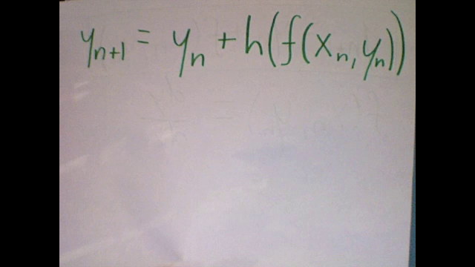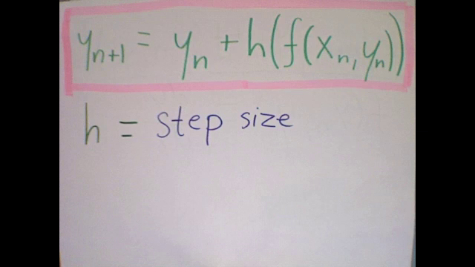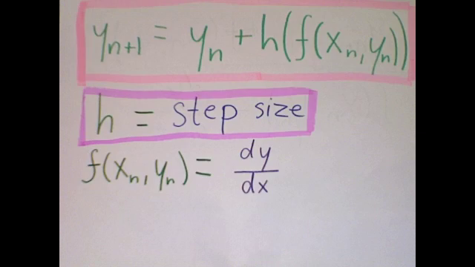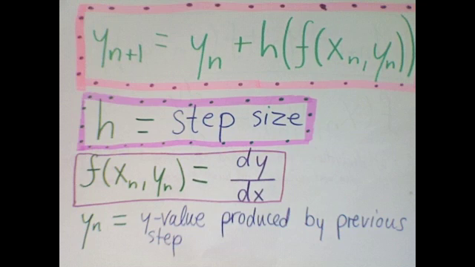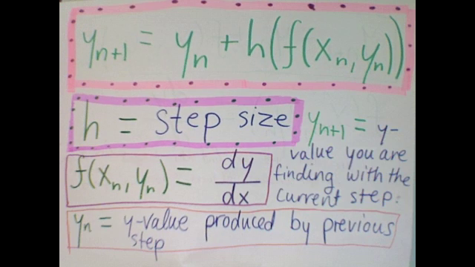Now let's talk about the formula for Euler's method. y_{n+1} = y_n + h * f(x_n, y_n). h equals the step size, f(x_n, y_n) equals dy/dx, y_n equals the y value produced by the previous step, and y_{n+1} equals the y value that you are finding with the current step.